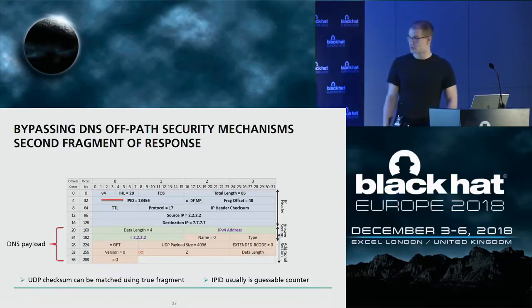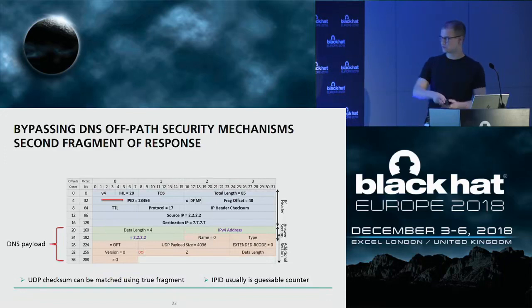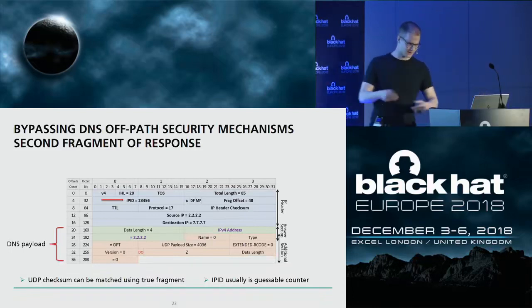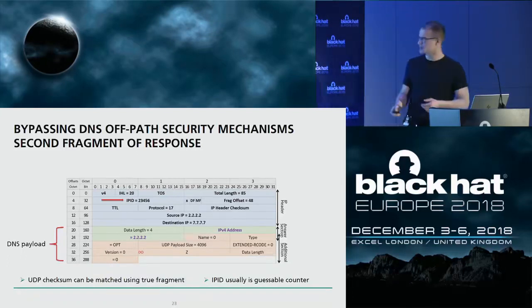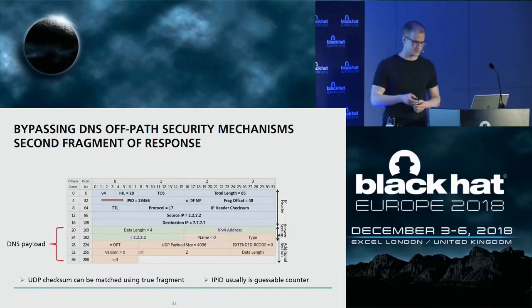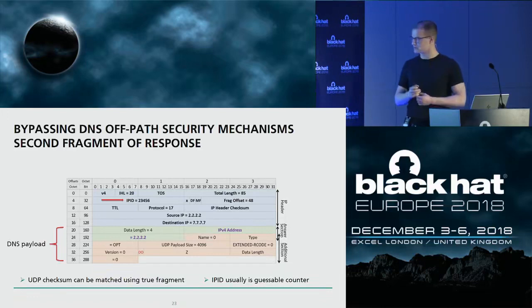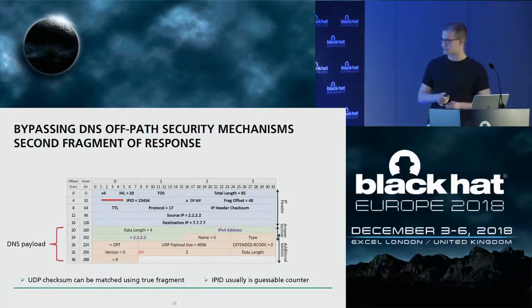Also, the UDP checksum can be guessed using the true second fragment. You simply subtract one checksum from the other, and what's left over is what you add up. Maybe in the Z field, 0 flags of the eDNS record, or if we have another record which includes the time to live value, which is 32 bits in our DNS payload, we can simply add these values up there.